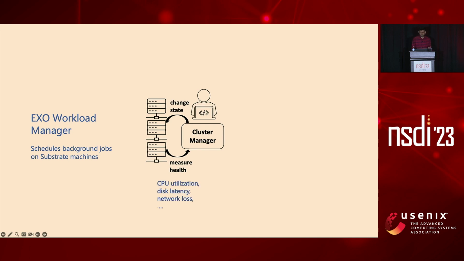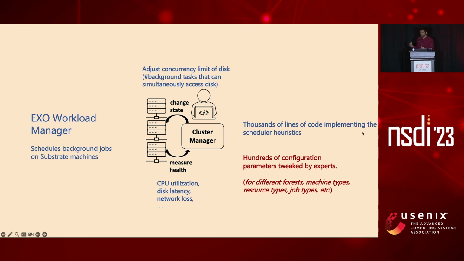Now, some of the health metrics that are measured in this case are CPU utilization, disk latency, network ping losses, and using these, the workload manager adjusts the resource concurrency for different resources. That is, it limits the number of jobs that can simultaneously access a resource. And the heuristic that governs how the state should change depending on the health of the resource is fairly involved. In fact, it is dependent on hundreds of configuration parameters. And there are different configuration parameters depending on the resource type or the job priority and also geographical scale.